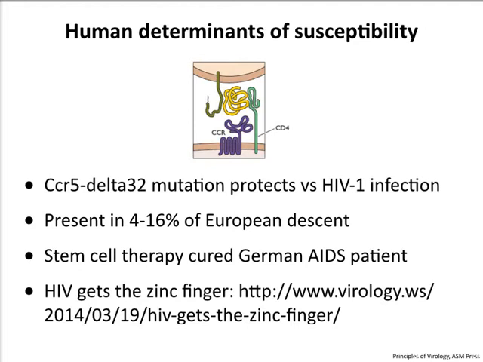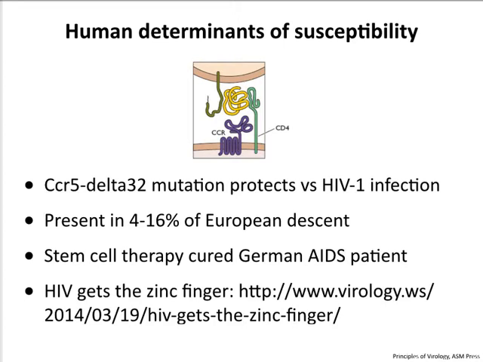They are resistant if they are homozygous for the deletion, that is, both copies of the gene are deleted. They are resistant to HIV infection. And the heterozygotes are partially resistant to infection. Now, this was taken advantage of a couple of years ago.